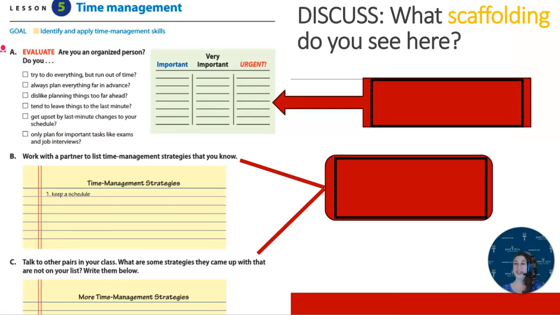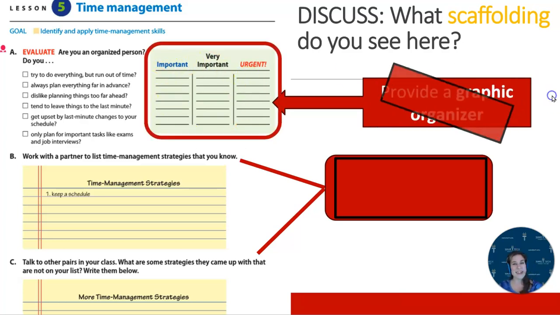So we're going to go to this Standout 4 Time Management Lesson Plan. Fortunately for us, these books provide scaffolding very well in their activities. So, let's look at A, B, and C. What scaffolds do you see for letter A? When I'm looking at it, I'm noticing a graphic that's pretty organized. That's right. We have a graphic organizer provided here.